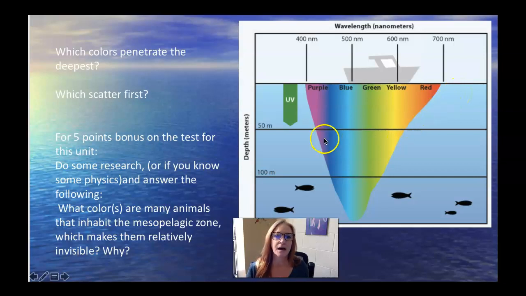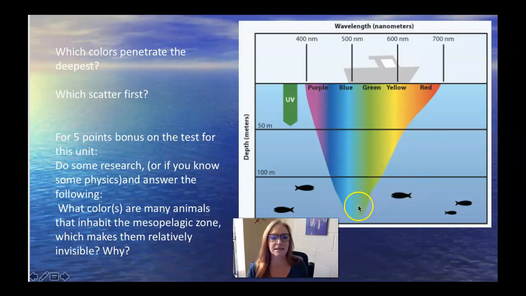So between the surface and about 50 meters, we get all the colors of the rainbow. So you can have organisms that when we view them, we see those colors. When we looked at the coral reefs, you can see all those beautiful colors. Once we start to get deeper though, we start to lose the red wavelength. And what that means is that red color is not visible below 50 meters. Something might be colored red, but it's invisible. It's going to look black or gray.